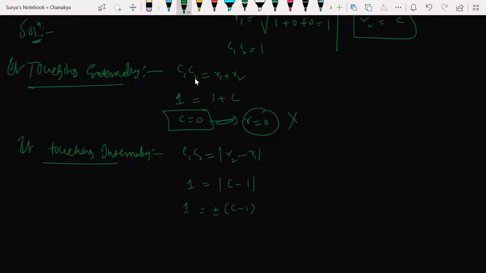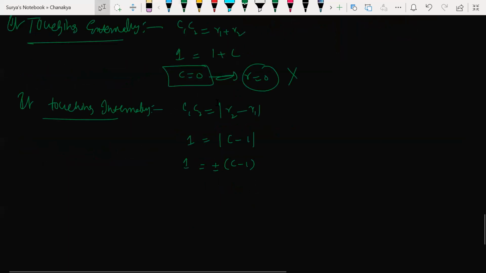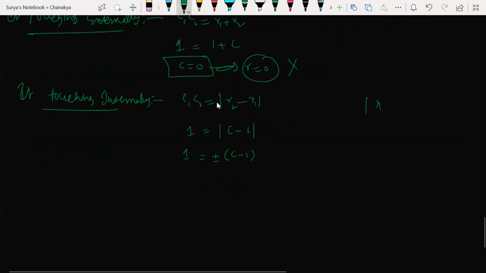+R - C - 1. Am I correct? Do you agree with my point? Yes or no? बेटा देखो, मॉडुलस x को मैं रिमूव करूंगा तो मुझे यही तो मिलेगा. Am I correct? Modulus, if I remove the modulus, I would get what? Plus or minus plus. Dekho, now case one.